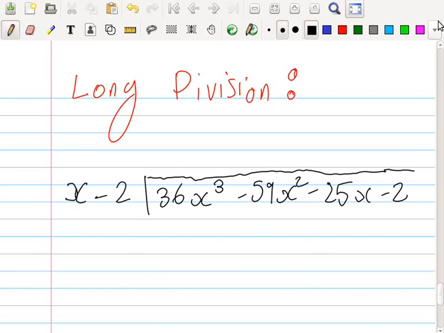Okay, so firstly, what you do, you look at the first term here, and then you look at the first term here, and you ask yourself, what do I multiply x by to change it into 36x cubed? And the answer is 36x squared. Good. So firstly you write down 36x squared. Now, write that down. We'll try and go nice and steady here.